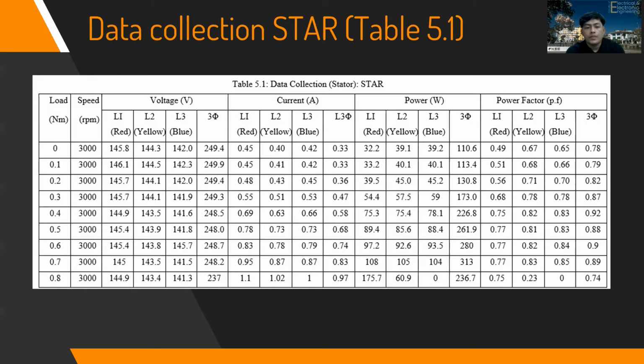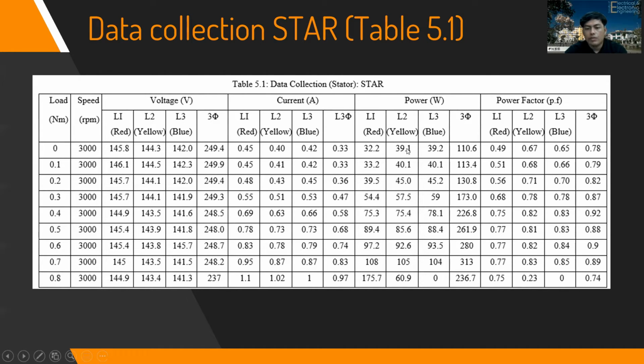So as you can see here, the speed of the motor remains constant for the load from 0 until 0.8, and the value of the voltage for line 1 until line 3 is almost constant. And then the current is increased, which is the value from L1 and L3 is increased, for which the value of the current for L1, L2 and L3 is slightly increased, as the load increases, so the value of the current is also increased.